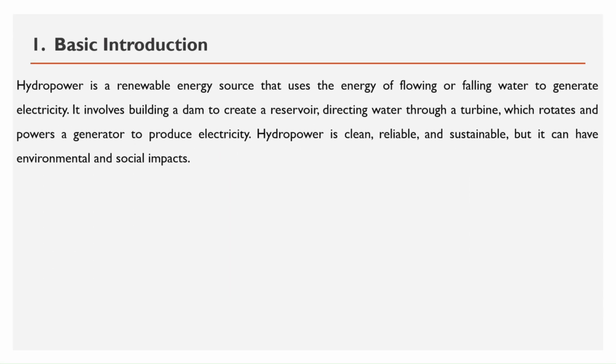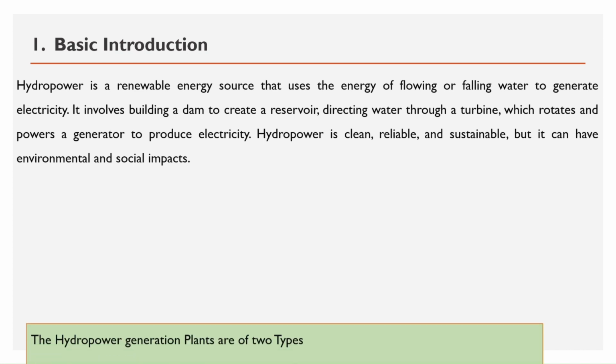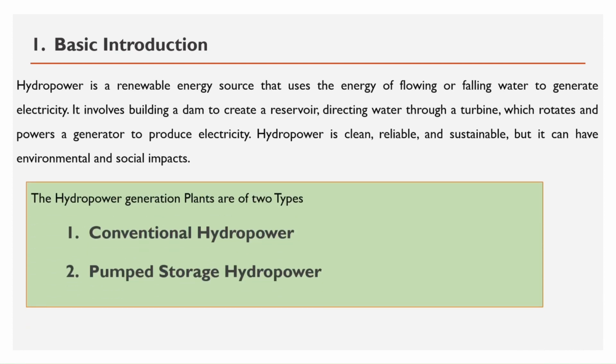Hydropower is a renewable energy resource that uses the energy of flowing or falling water to generate electricity. It involves building a dam to create a reservoir, directing water through a turbine which rotates and powers a generator to produce electricity. Hydropower is clean, reliable and sustainable, but it can have environmental and social impacts. The hydropower plants are of two types, that are conventional hydropower and pumped storage hydropower.